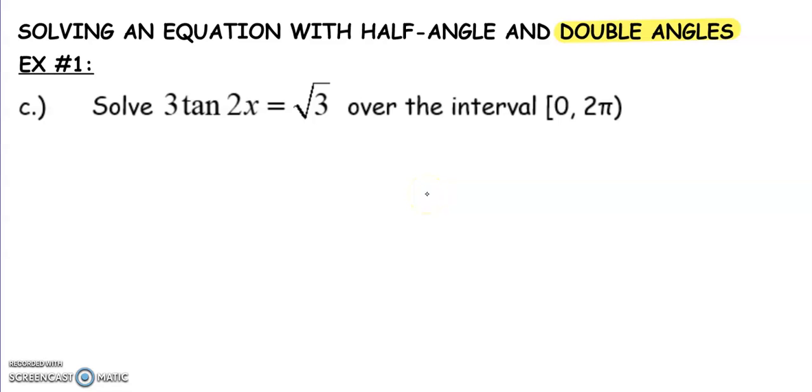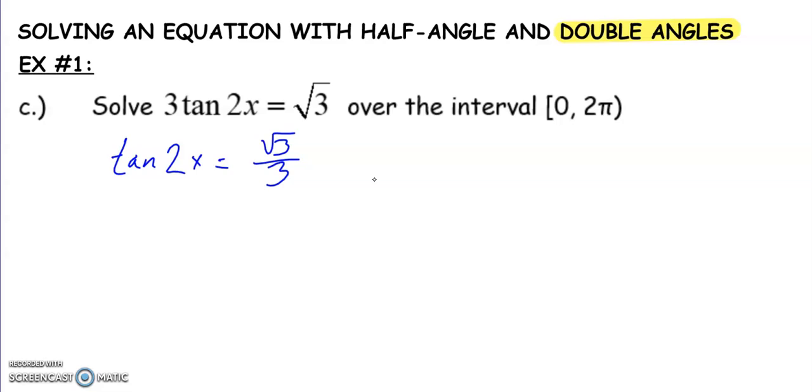Alright, so in part C of example number 1, now we're doing our double angle identities. I'm going to do my best to remember that my answer should be in radians and not degrees. And I know it's a double angle right here because it says the tangent of 2x. So what I'm going to try to do is get this tangent 2x by itself. To do that, I am going to divide both sides by 3. So I'm going to get the tangent of 2x, or double x, equals radical 3 over 3.